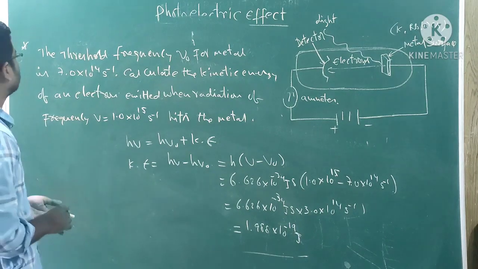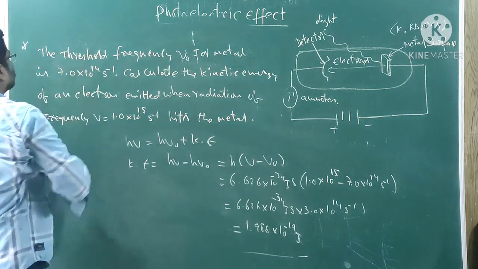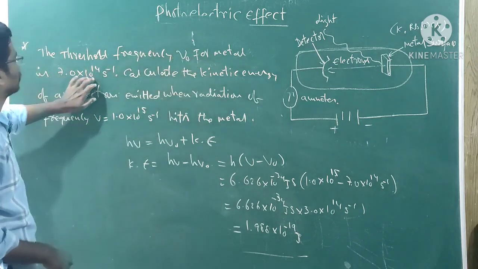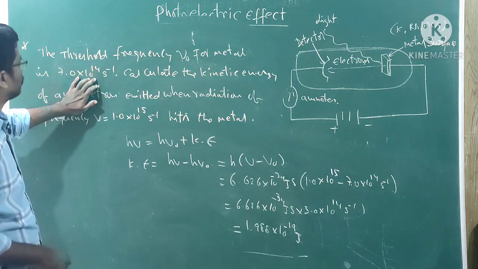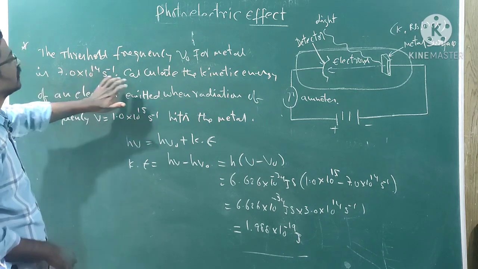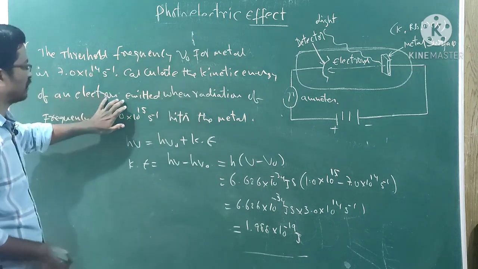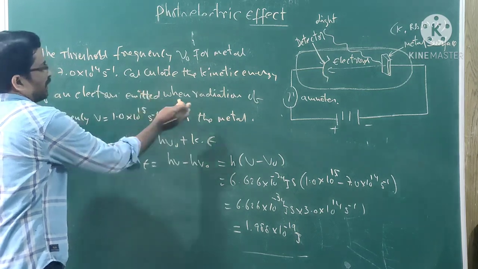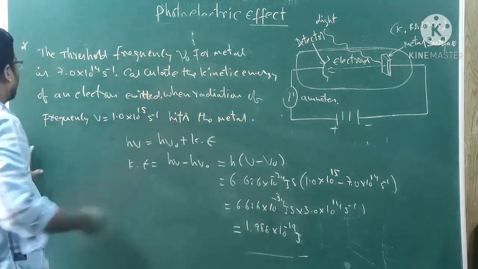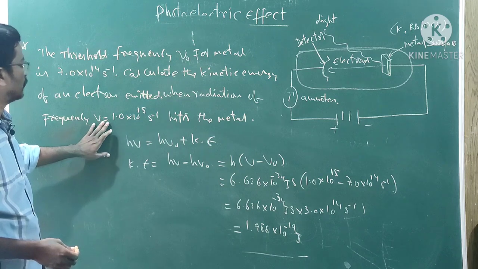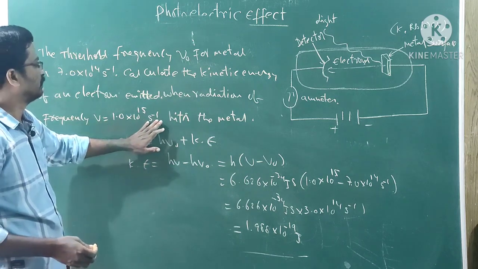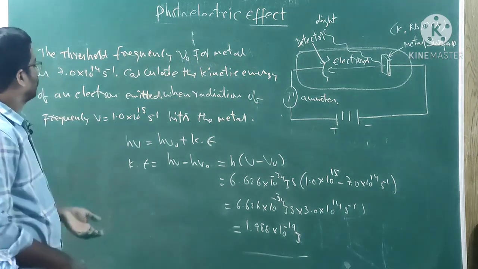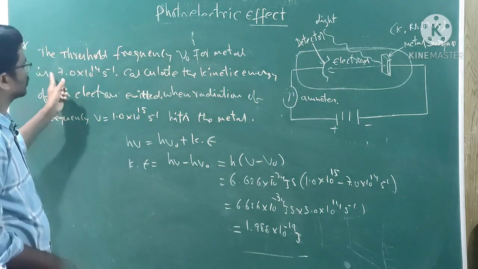Let us focus on a problem. The threshold frequency ν₀ for a metal is given. Calculate the kinetic energy of an electron emitted when radiation of frequency ν = 1.0 × 10¹⁵ s⁻¹ hits the metal. This is ν, and this is known as ν₀.